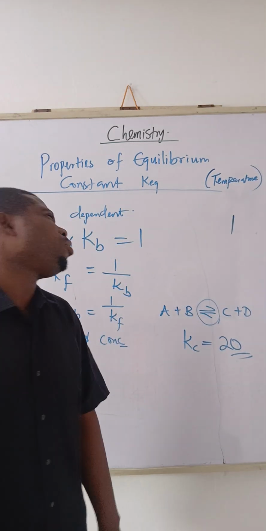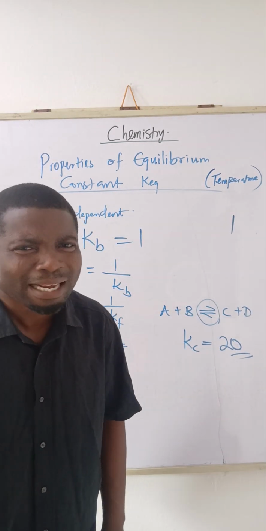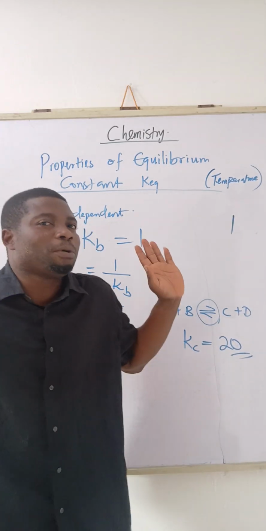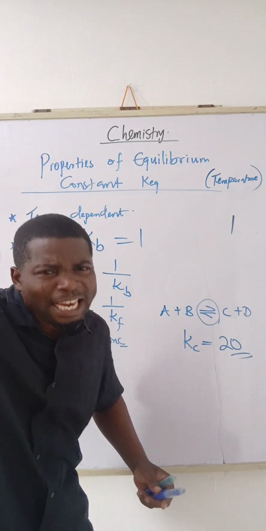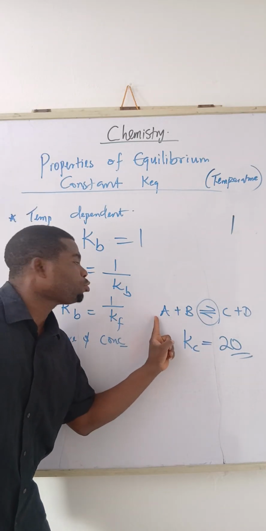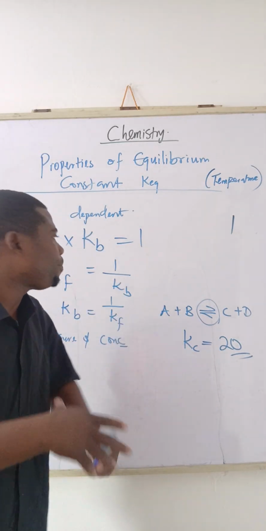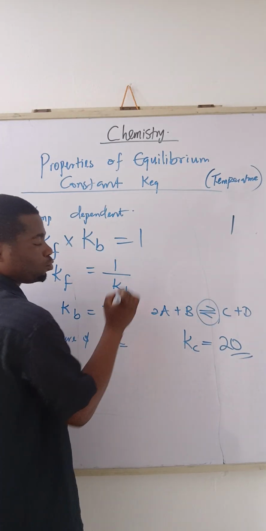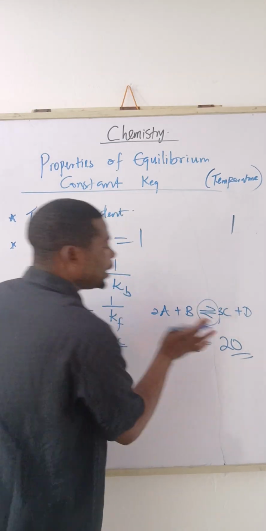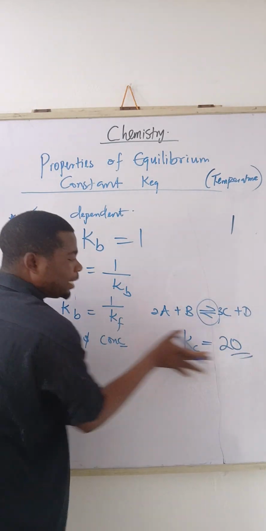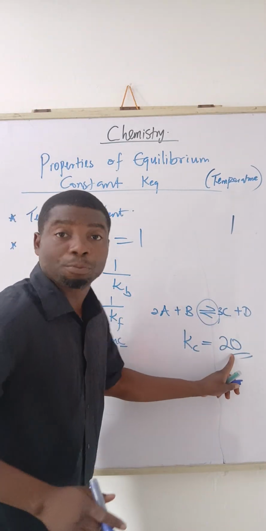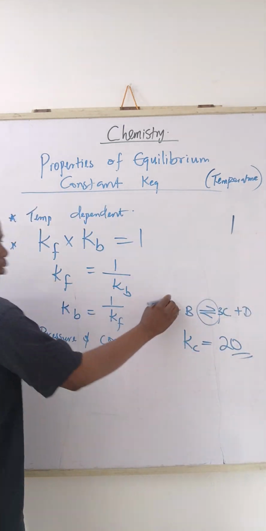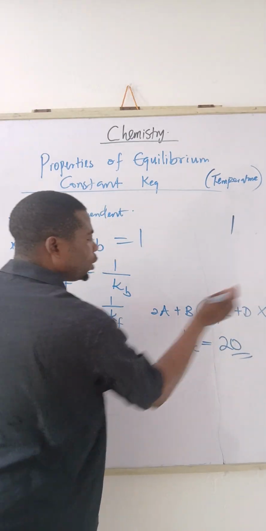Watch what I want to do. It is very important to know this. Now, the equilibrium constant is what? 20. If I now multiply this equation, maybe by 2 or by 3, I don't know. Let me say the equation was like this originally, with 2 here and 3 here, and I had an equilibrium constant of 20. Then they say I should multiply this equation by 2. If I multiply the whole equation by 2, what will it give me?